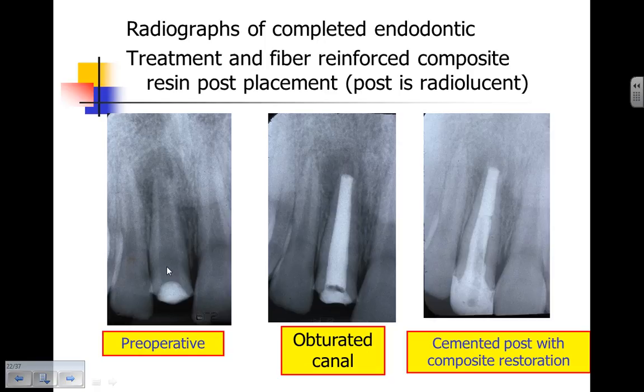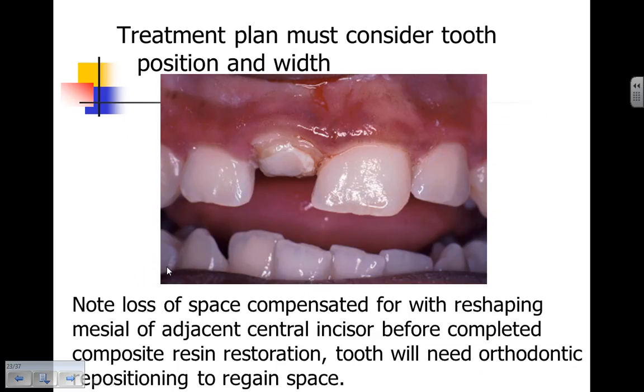The tooth was treated endodontically with gutta percha, and then a fiber post was cemented in the tooth and a composite resin Class 4 was placed to restore it. This fiber post happens to be radiolucent. Today's fiber posts are radiopaque. We noted the loss of space, and the recommendation was orthodontic treatment in order to create new space so the tooth could be restored. And we would need endodontic repositioning.